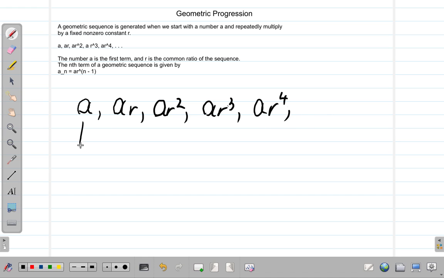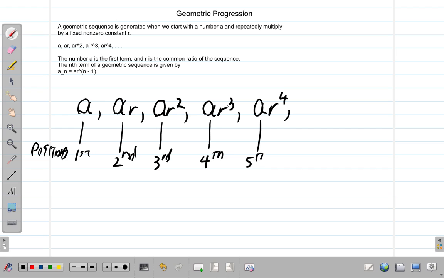So remember, this is the first term. These are the positions of the terms. This is position 1, the first term. This is the second term that's in position 2. In position 3, you have the third term. In position 4, the fourth position, you have the fourth term. And you have the fifth term. And so on and so forth. Alright?